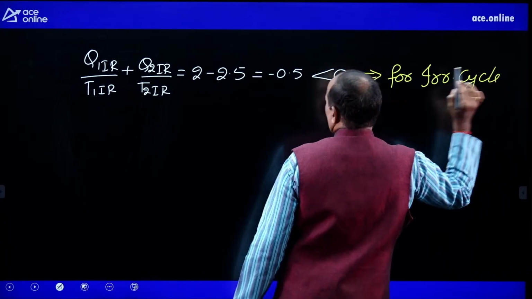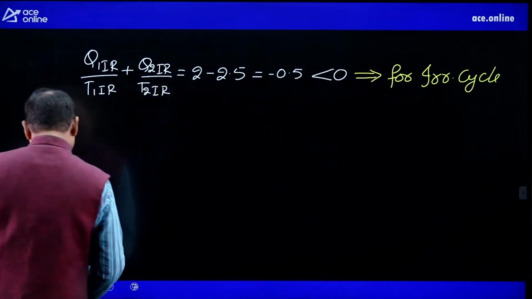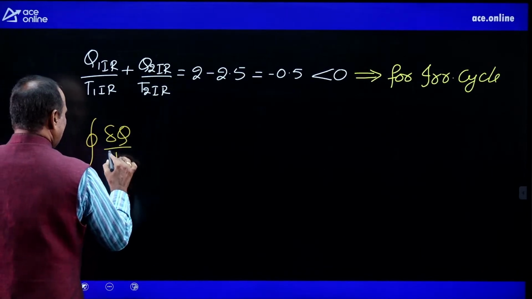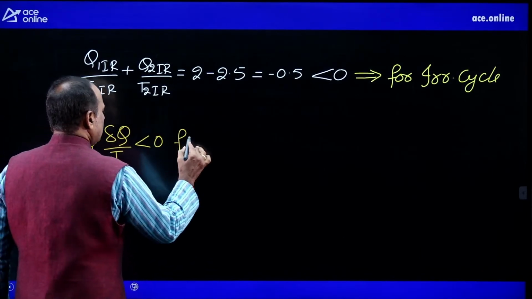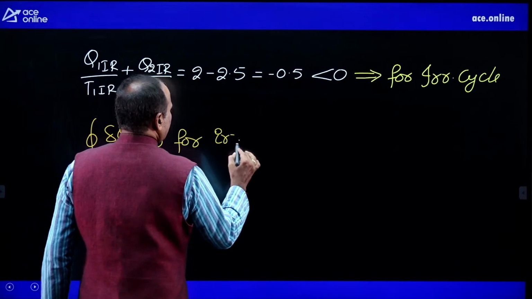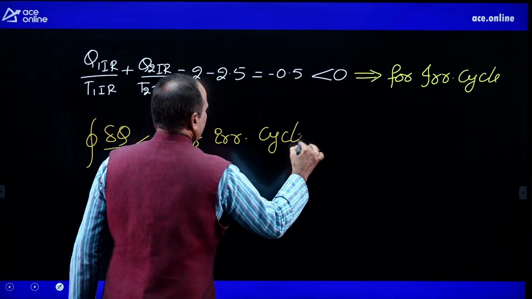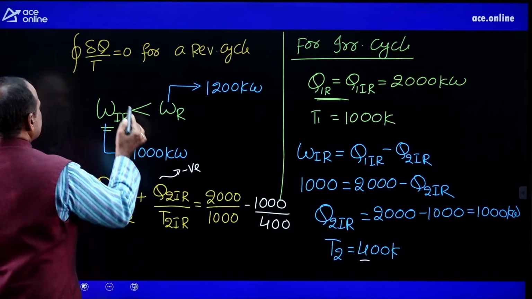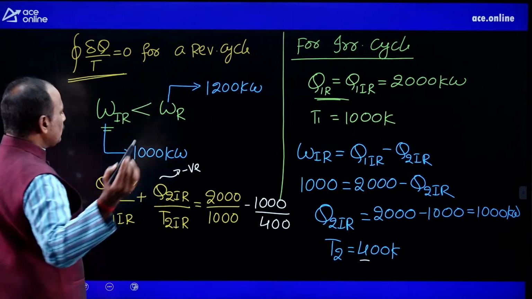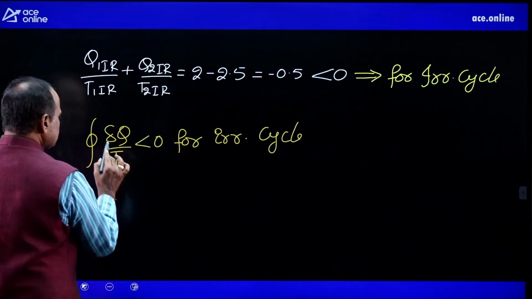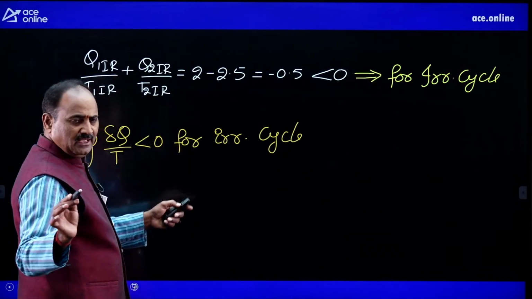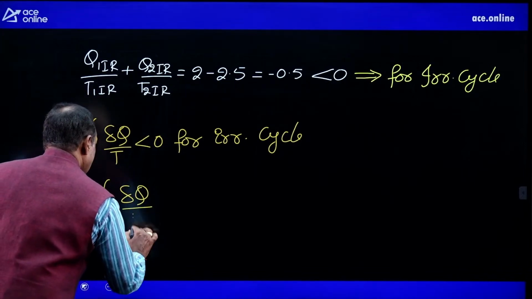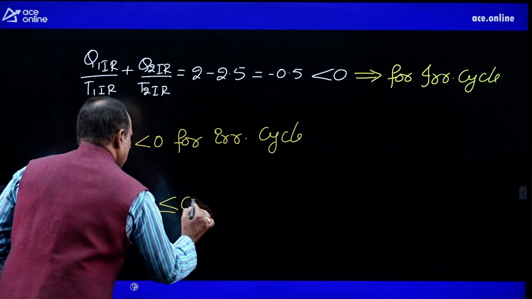Irreversible cycle. Anyhow, from this I can conclude that cyclic integral del Q by T is less than 0 for an irreversible cycle. For a reversible cycle, cyclic integral del Q by T equals 0. For an irreversible cycle, cyclic integral del Q by T is less than 0. Let us combine these two: cyclic integral del Q by T less than or equal to 0.